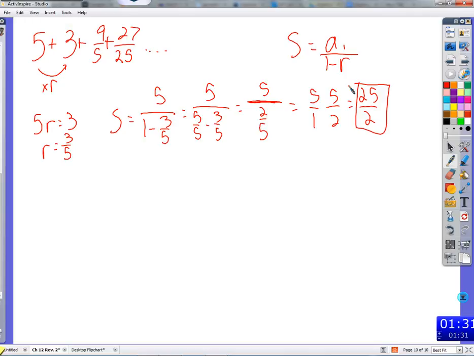Okay. So anytime you're given a geometric series and you want to add them up forever, first make sure that r is what? Less than 1. And if it's negative, then it needs to be bigger than negative 1. Okay, so that still works. And then you just use your formula, you said a sub 1 over 1 minus r. That's great.